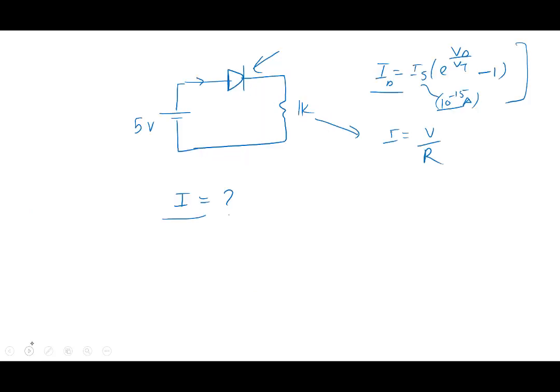So we have 5 volt and we have a diode here and we have a 1K resistor. And what we are interested in knowing is, what is I? What is the current flowing in this? The resistor is 1K. The diode is given here. IS is 10 to the power minus 15 amperes. VT, we know, is the thermal voltage. So the issue was, how much is the current flowing here? How do we calculate? What value of current do we get? Did anybody calculate?